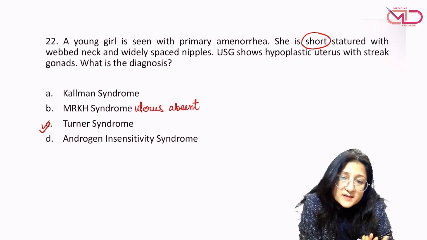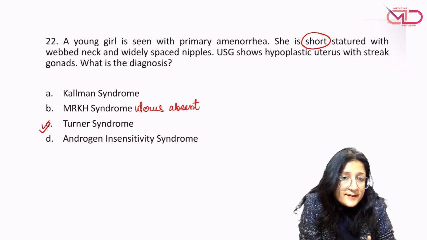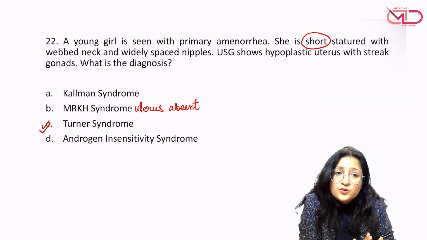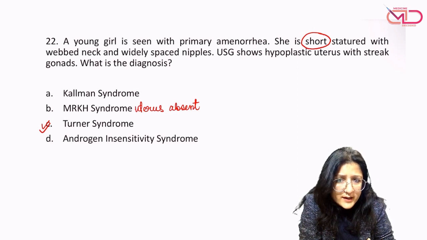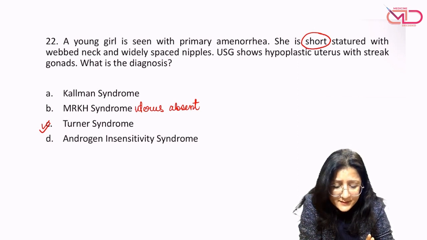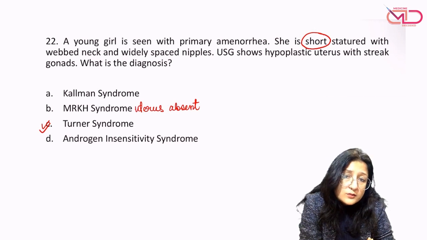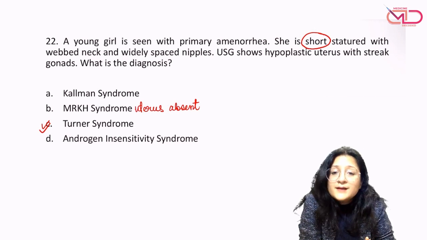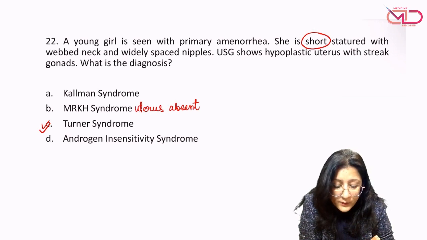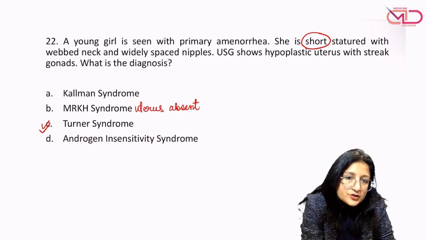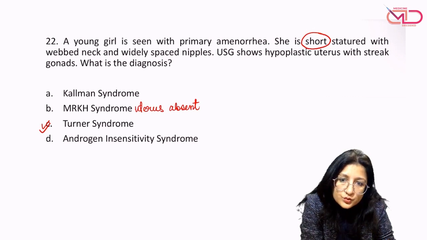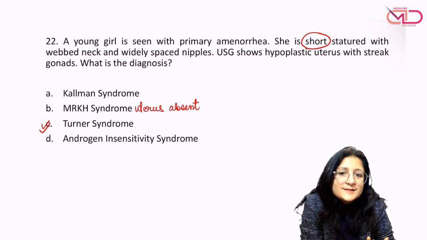In Kallmann syndrome, there is congenital deficiency of GnRH and there is anosmia. The uterus is also not hypoplastic, right? The gonads are also not streak gonads in Kallmann syndrome, and the height is also normal, and the stigmata isn't there, like webbed neck and widely spaced nipples. With androgen insensitivity syndrome, again, it's a tall statured female with absent uterus and with gonads as testes.